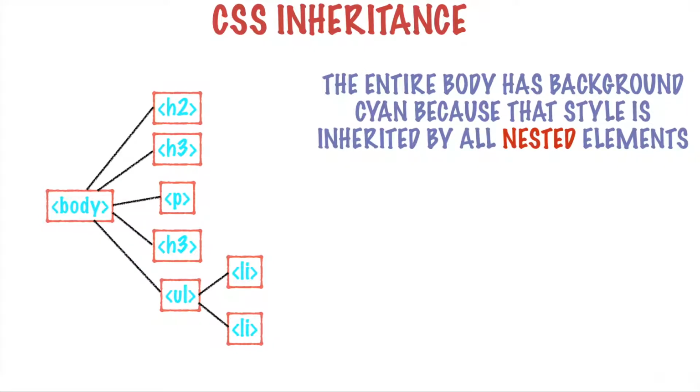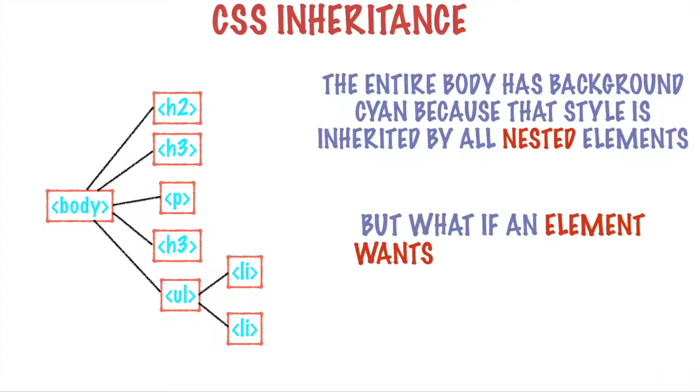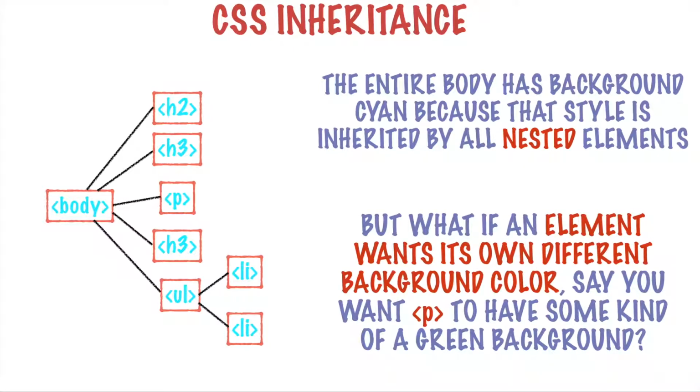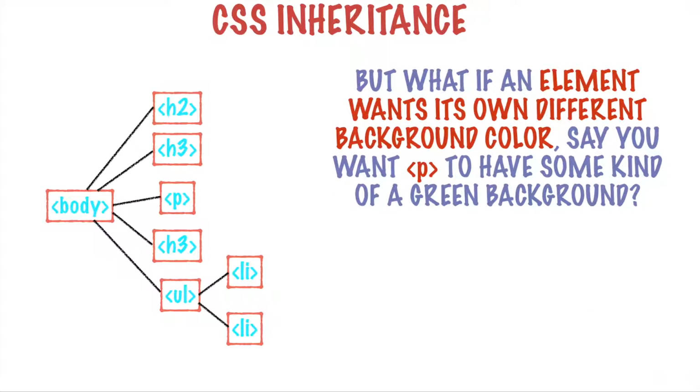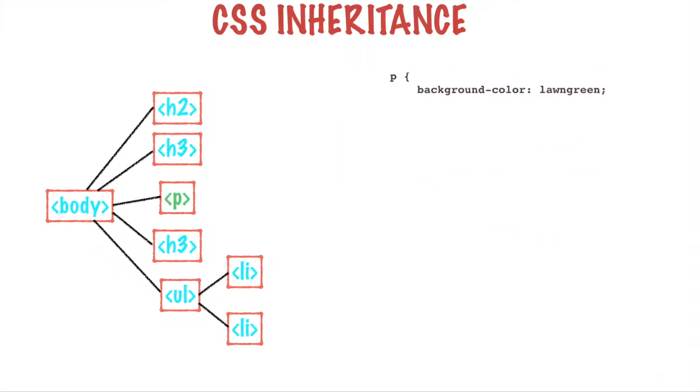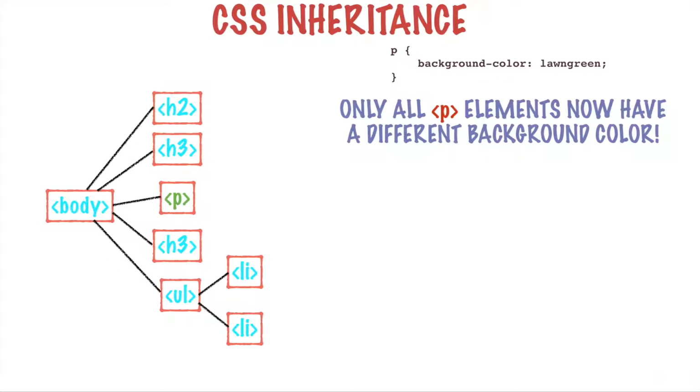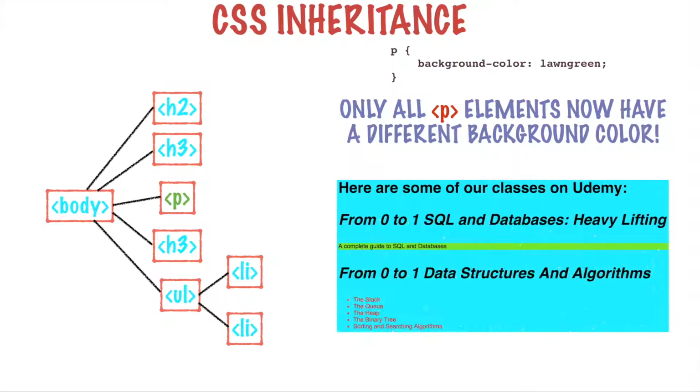Coming back to our original example, the entire body had background color cyan because that style was inherited by all of the nested elements. Now what happens if an element wants to change this and it wants its own specific background color? Is that possible? It certainly is. You can override any inherited property. Simply create a style which applies to, say, the paragraph element, which sets the background color to be lawn green. Now, only the paragraph elements, the elements P, will have a different background color.